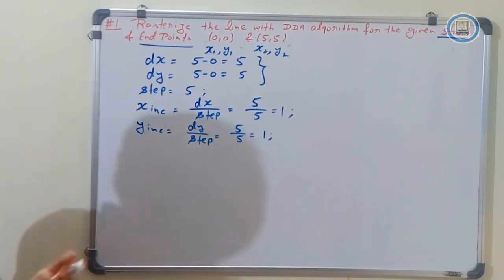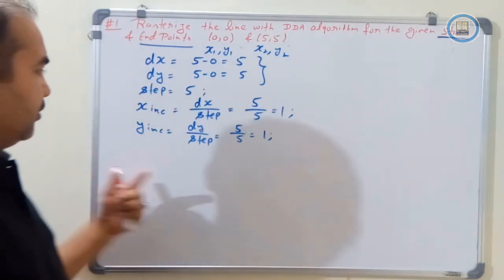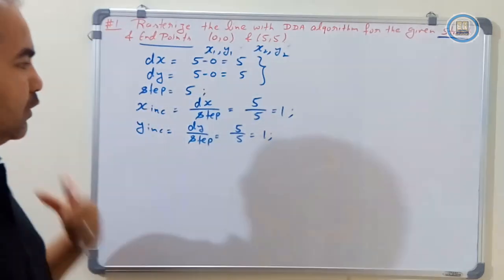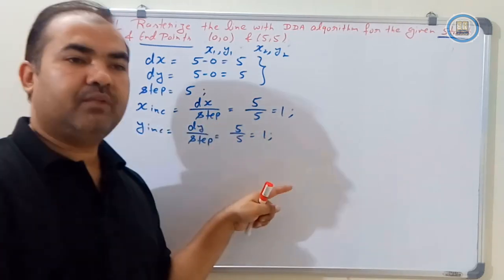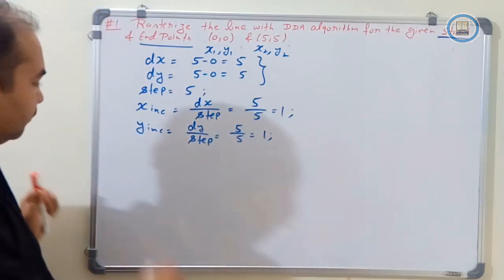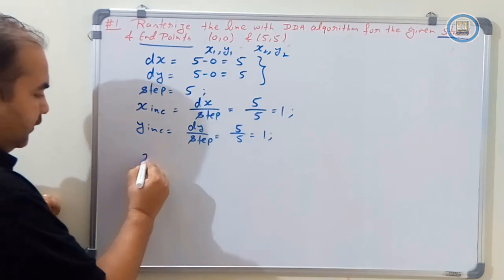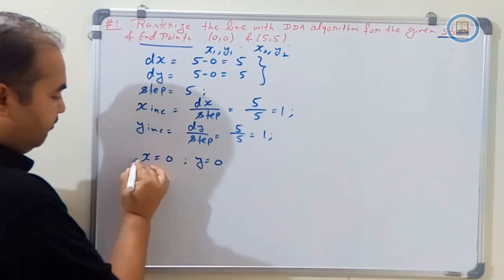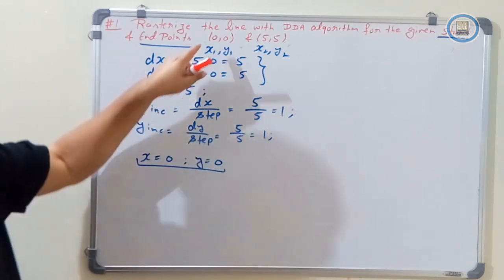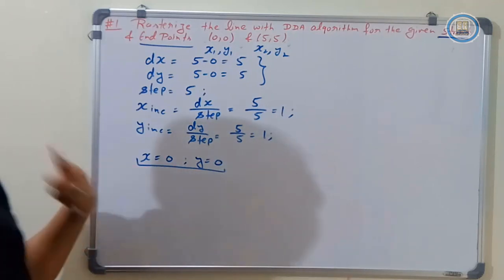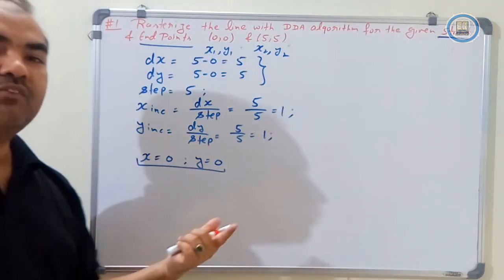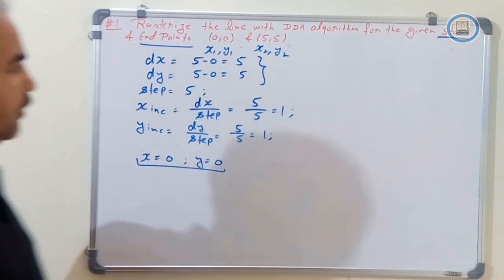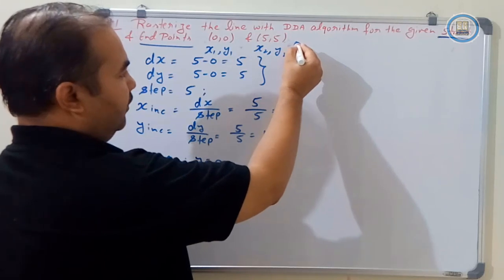Now, according to the pseudocode, we need to calculate the first pixel of the screen, that is, we need to set the pixel. If you see from the algorithm, what is the first pixel value? It says x equal to 0 and y equal to 0. This is the starting point, and because the round off value of 0, 0 is 0, 0, there is no need for the round off. No need to round off.